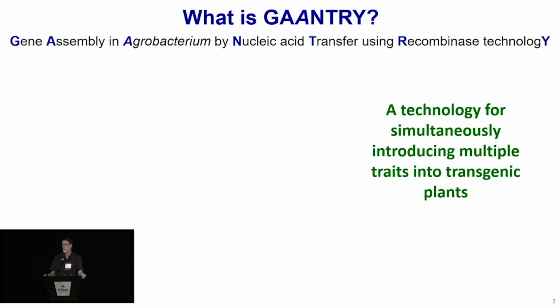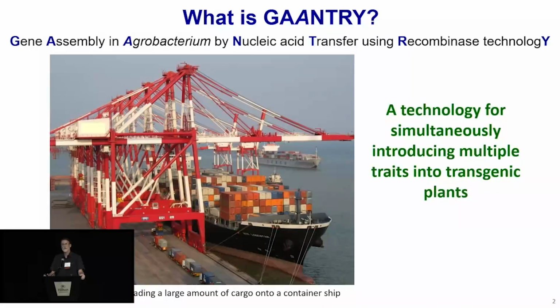I have to look at it to make sure I say it correctly. But it's actually an analogy, which is pretty memorable. And this is appropriate here in Norfolk because it's also a port. What you see in this picture in the red and white is a gantry crane. The gantry system is an analogy to that gantry crane that can load large amounts of cargo onto a container ship. So the analogy is the ship is Agrobacterium, and the gantry crane is the system for loading it.